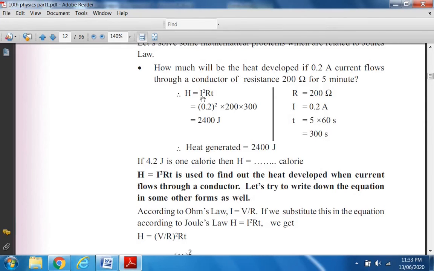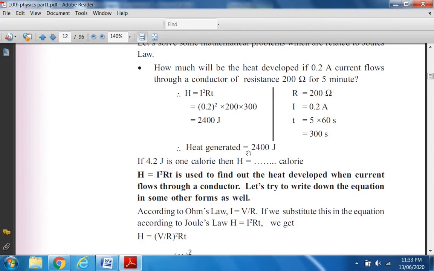But the quantities we have here are R, I and T, so we have to use the expression H is equal to I square R into T. Putting all the values, we get H is equal to 2400 joule. Therefore, heat generated is 2400 joule. We have to convert this joule into calories.